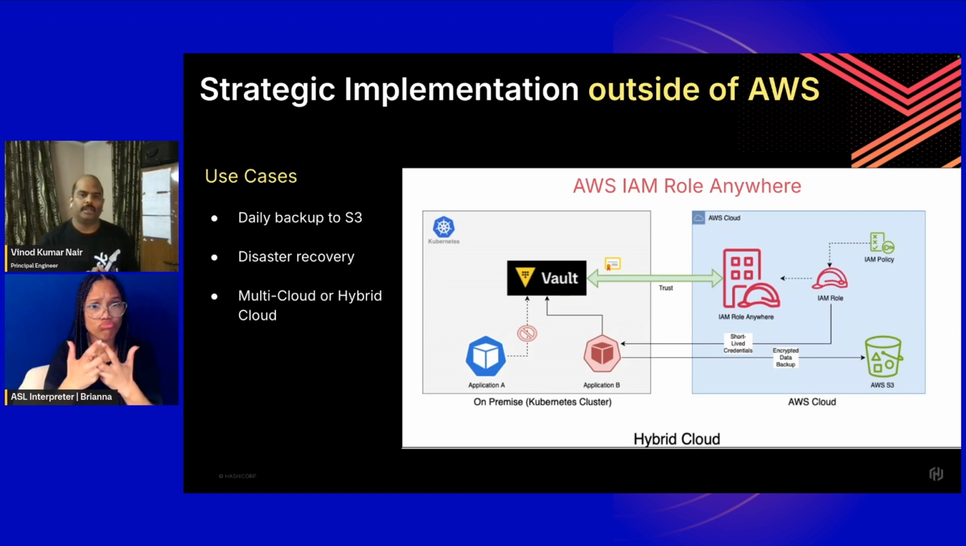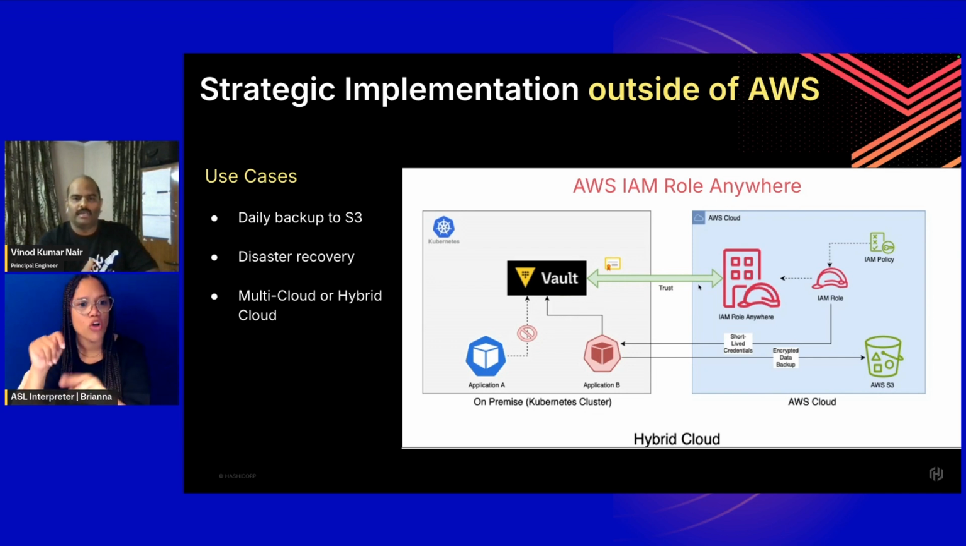So this is a typical architecture. On the left side, you will see an on-prem cluster, which is completely outside the boundary of the AWS cloud and has nothing to do with AWS. On the right-hand side, you will see the AWS cloud. What you need to do is create an IAM Roles Anywhere trust anchor, which is one layer before the IAM role, and create a trust between the Vault server and IAM Roles Anywhere.